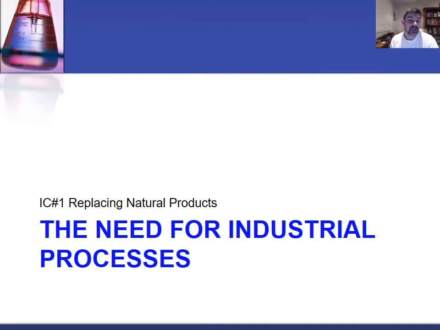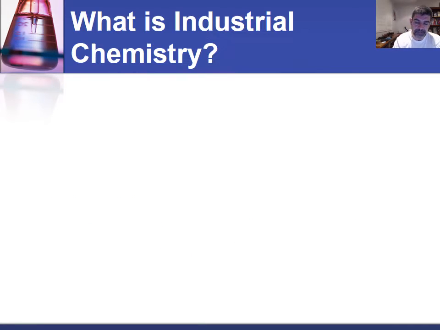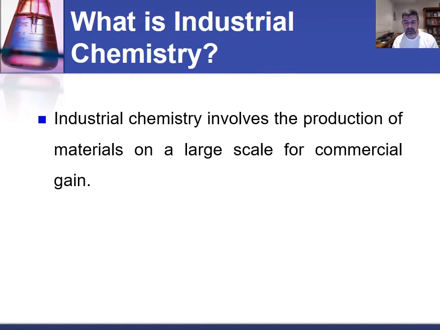So I've just called this first one replacing natural products, and the focus really on the need for industrial processes in the first place. So what is industrial chemistry? Well, when we're looking at industrial chemistry, what we're looking at is the production of materials on a large scale.